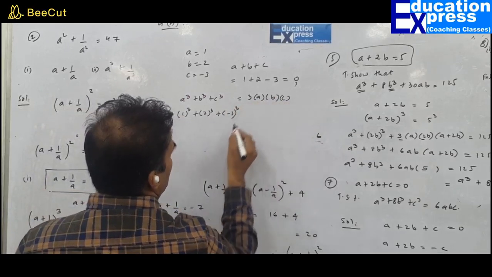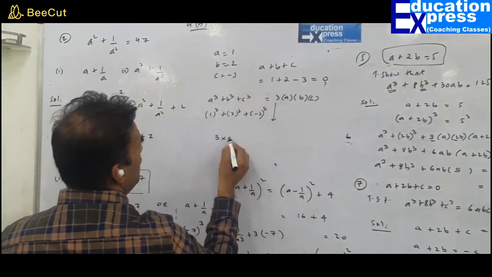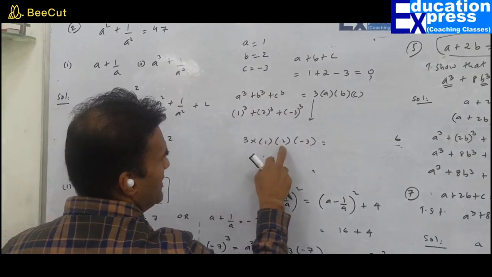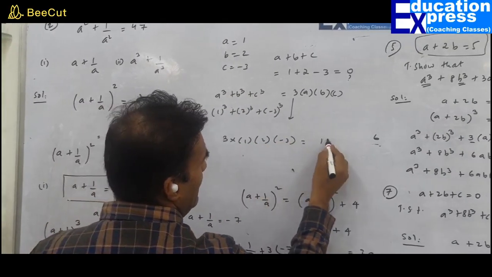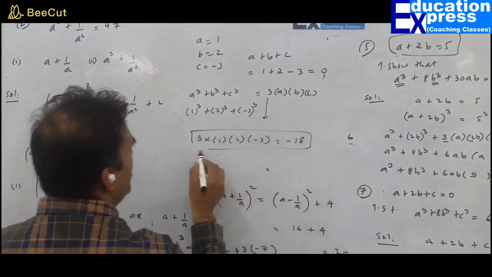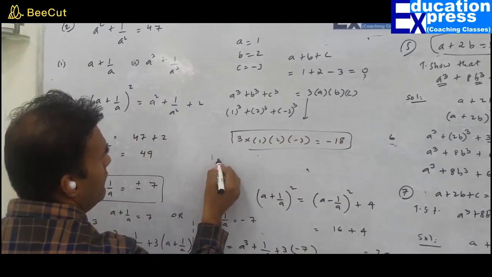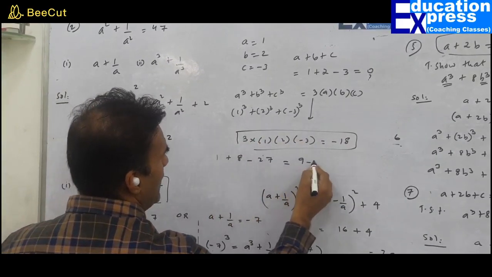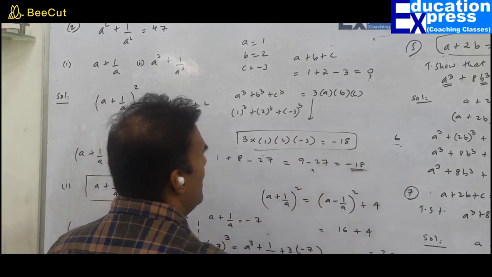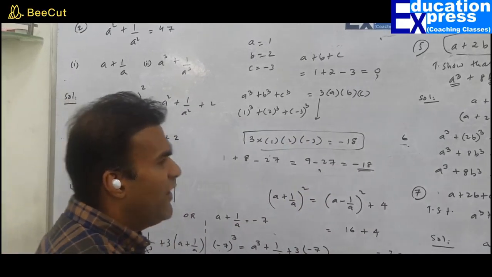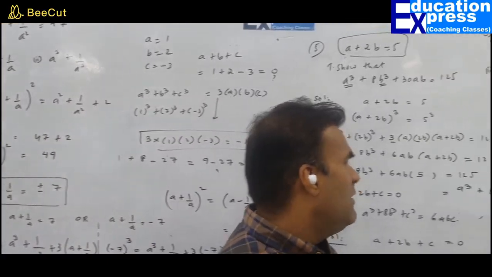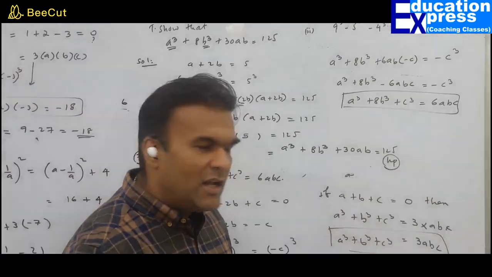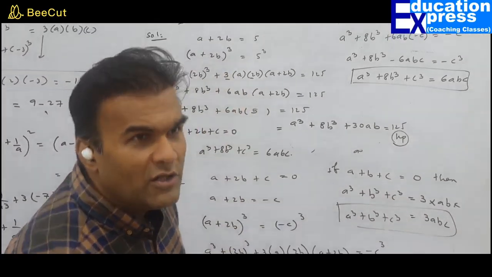You can verify. So let's check 3 into a. What is the value of a? 1. Into b, 2. Into this. Have a look. 3 into 1, 3. 3 2s are 6. 6 into minus 3, minus 18. Let us check by actually finding it. 1 cube, 1. 2 cube, 8. Minus 3 cube, minus 27. 9, minus 27, minus 18. Oh yes, sir. So in short, if a plus b plus c equals 0, then a cube plus b cube plus c cube is nothing but 3 into the product of all the three numbers, that is a, b and c.